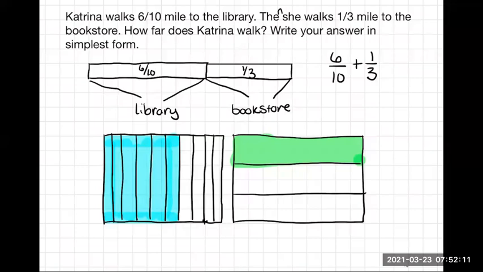Here are my two area models. And in order to be able to add these two fractions, I know that I'm going to have to decompose so that we then have a common denominator. So my 6/10, I want to decompose into 3 parts or multiply by 3. And my 1/3, I want to decompose into 10 parts or multiply by 10. That's going to give me a common denominator.